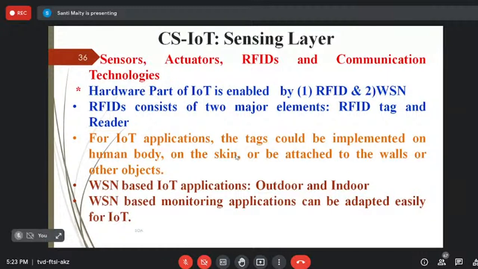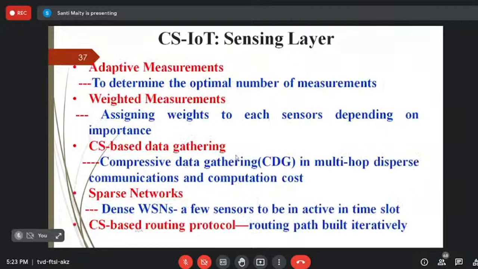In WSN, sensors are homogeneous in nature. On the other hand, in IoT, the sensors are heterogeneous in nature. Furthermore, if you do not properly deploy the nodes in WSN, the performance will go, and the lifetime will also go. So some research needs to be done in order to incorporate or extend this wireless sensor network in the framework of IoT application. And from the sensing layer perspective, how can CS benefit?